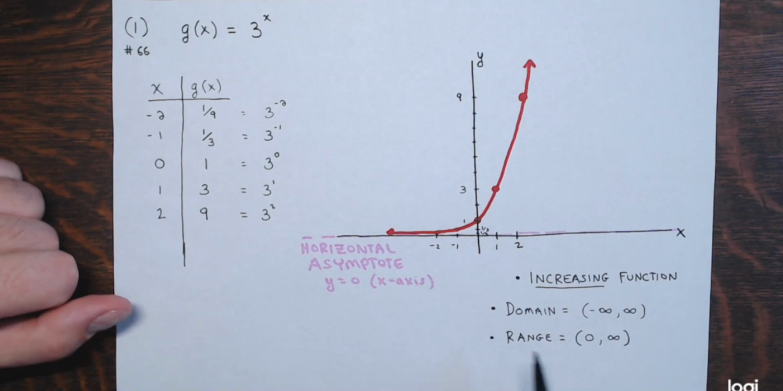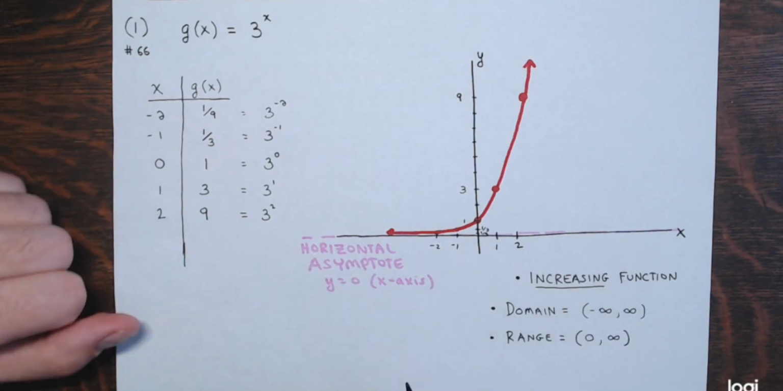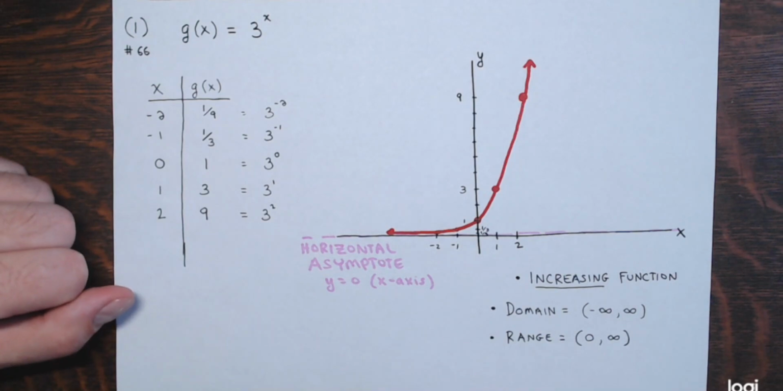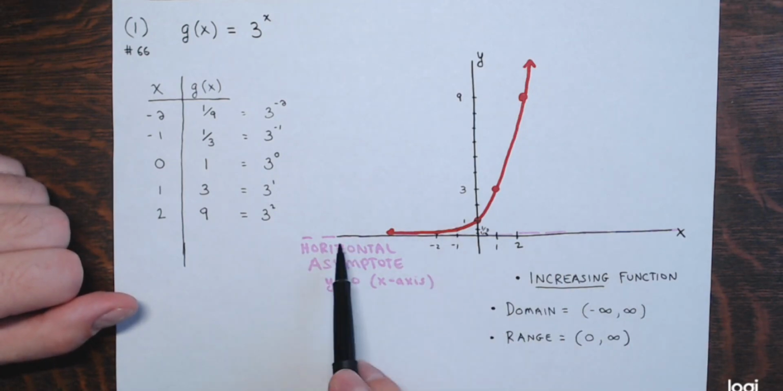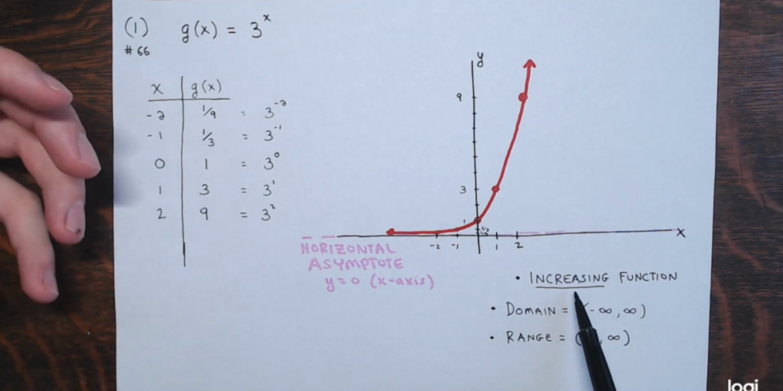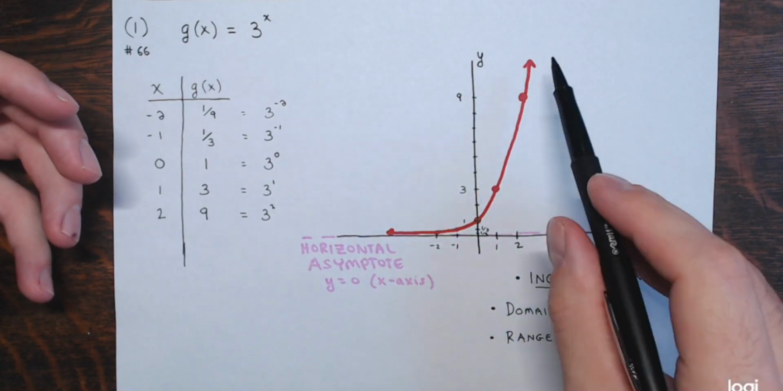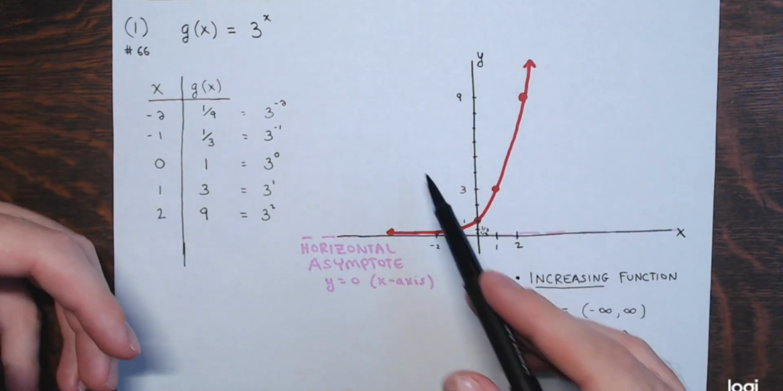And again, there's always going to be a horizontal asymptote for all of these exponential functions. It just might move around depending on what function you're looking at. So you're going to have some sort of horizontal asymptote that the graph will get closer to but never touch. The graph will either be an increasing function, going up as you move from left to right, or it will be a decreasing function, meaning going down as you move from left to right.